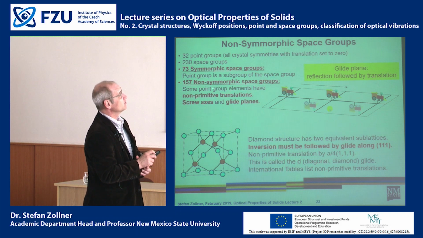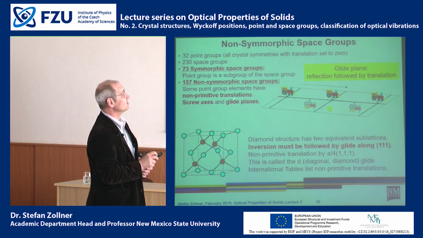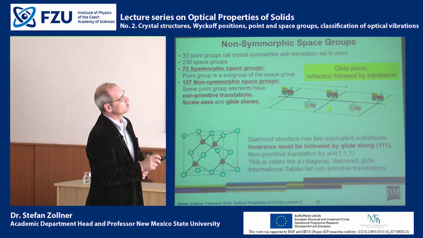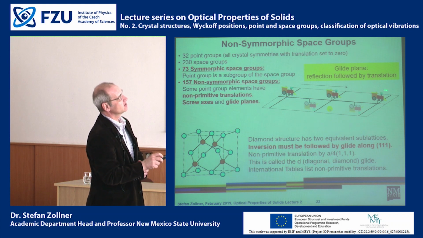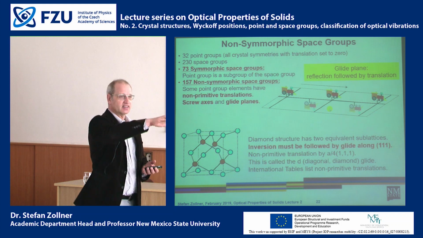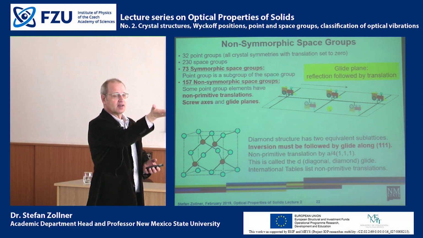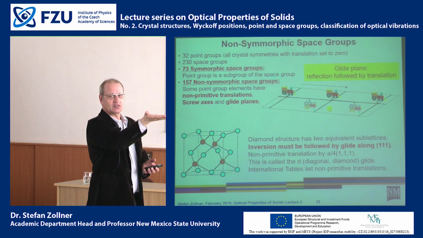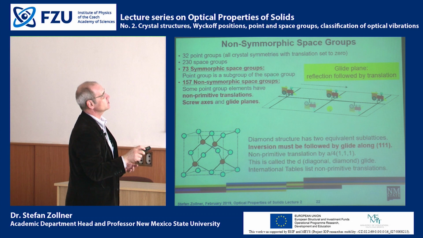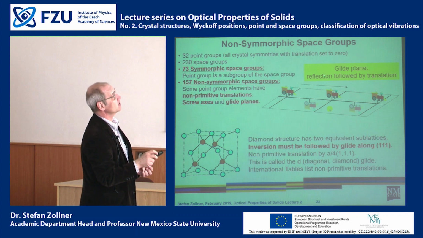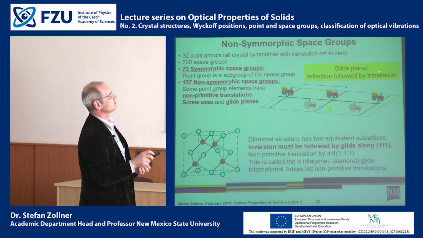So the non-symmorphic space groups have glide axes, glide planes, and screw axes. So this is what's known as a glide plane. There is a plane of reflection, which is this plane, and I can flip. But if I flip this thing upside down, I have to shift it by half a cell length. So that's called a glide plane, which is a reflection followed by a non-primitive translation.